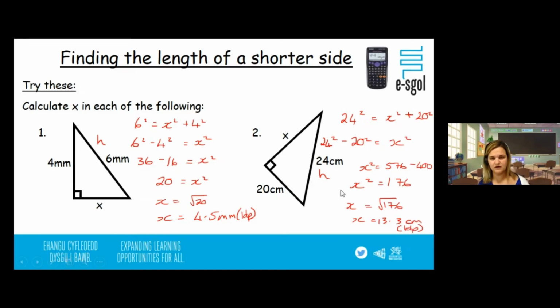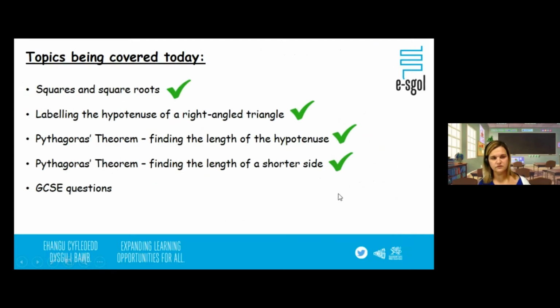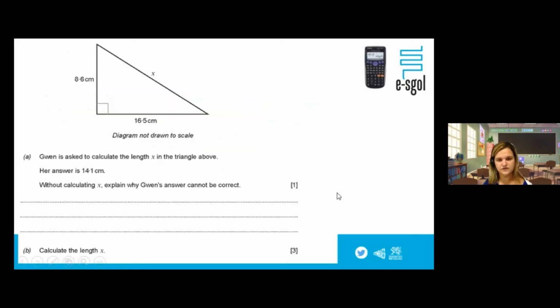Okay, so we've now run through squares and square roots, we've looked at the labelling, we've done finding the hypotenuse and the shorter side, so we're now going to go on to some of the questions you might see in your upcoming GCSEs. The first one I've got is a 4-mark question. At this stage, you should be thinking about highlighting your key information and picking out what the question's asking you to do, and then using that thoroughly in your answer.